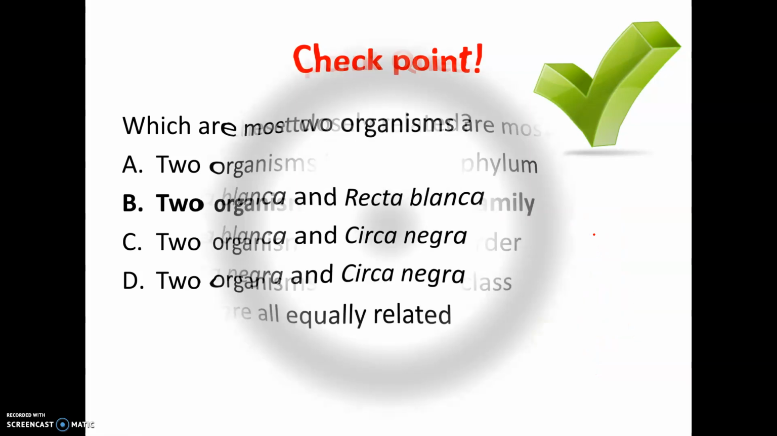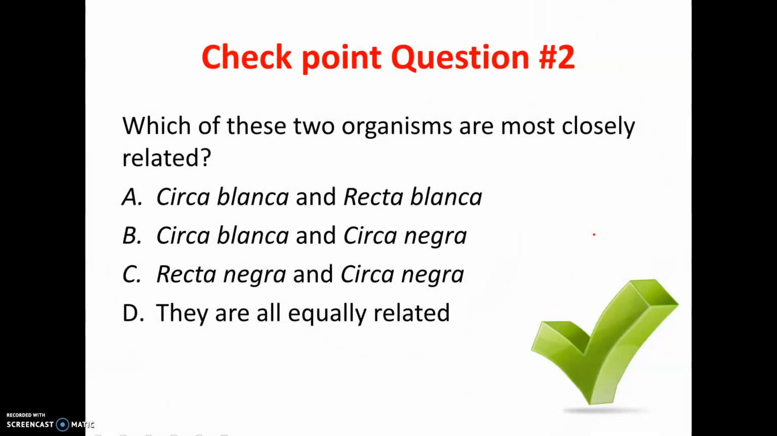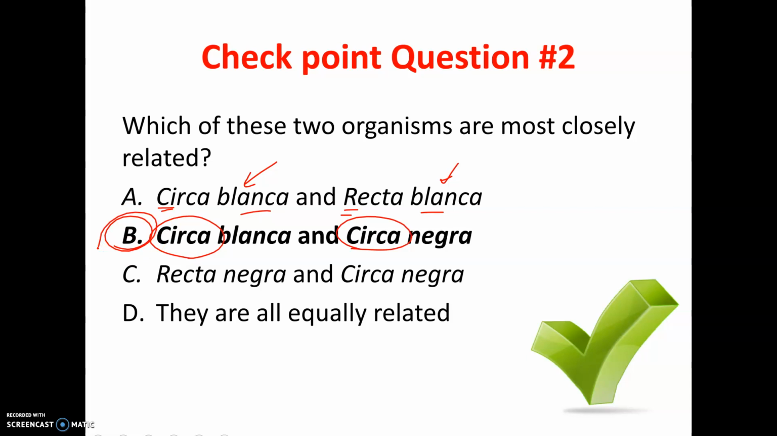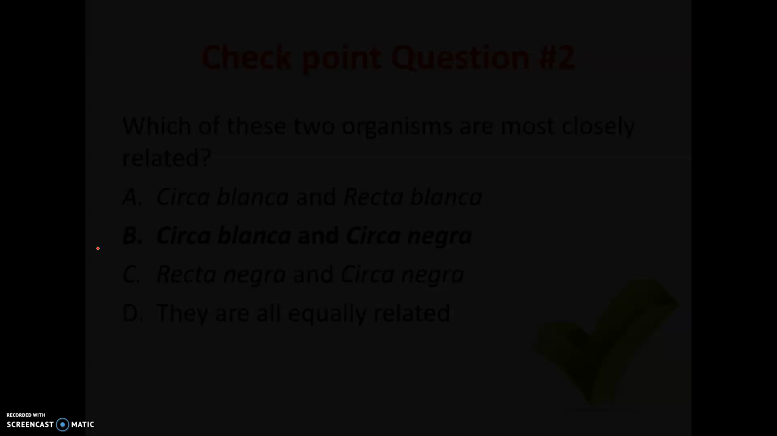All right, last one. Which of these is more closely related? So notice how these both have blanca, but if you know blanca means white, this could be the white some kind of bird, and this could be the white some kind of reptile. So we need to start with the genus name. If the genus name is the same, then we could look at the species name after. So the ones that are more closely related would be B, Circa blanca and Circa negra.